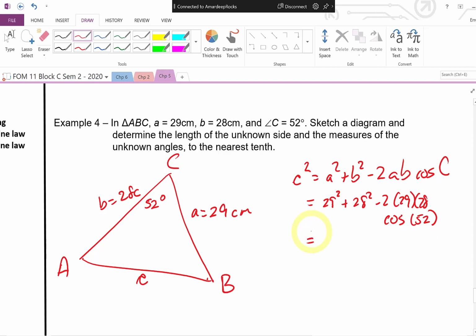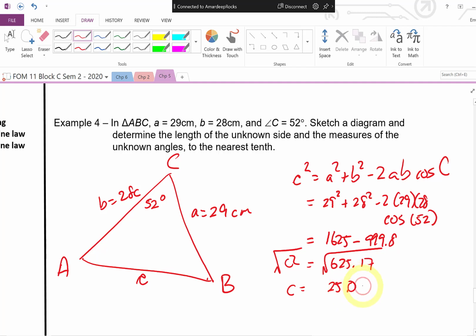Now, again, I'm not going to show you the calculator, but it works out to what looks like 1625 minus 999.8, which is equal to 625.17. That's c squared. Well, what is length c? Well, we take the square root, and that works out to roughly 25.0 centimeters. So now we've discovered this is going to be 25.0 centimeters.